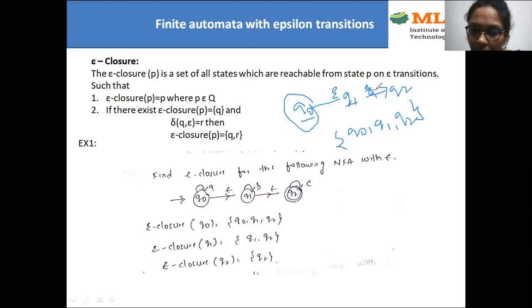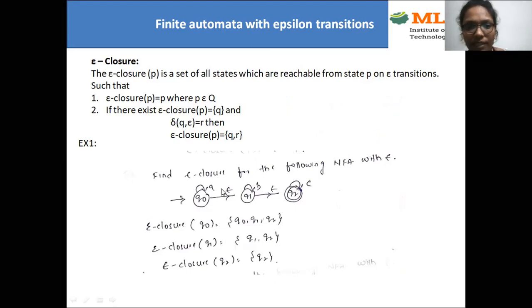For example, if instead of epsilon I had some other symbol A here, I cannot take Q2, right? That means if there is any indirect connection using epsilon, I can add Q2 here. But if any other input symbol is there, I cannot consider Q2. So that is epsilon closure. Epsilon closure means the set of all states which are reachable from state P on epsilon transitions. One is the default, that state itself, and whatever other epsilon transitions are there, you need to add here.